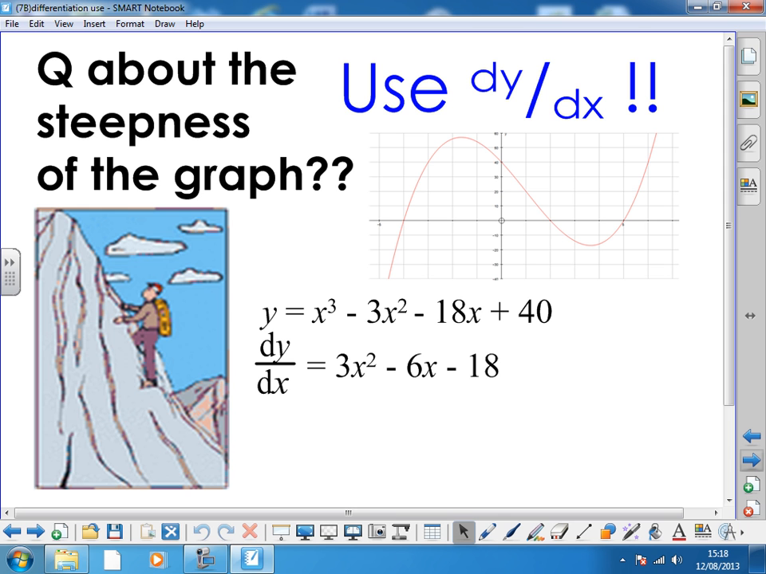And then we can use that to either say what is x when dy by dx is something, or what is dy by dx when x is something. What's the gradient at a certain point?